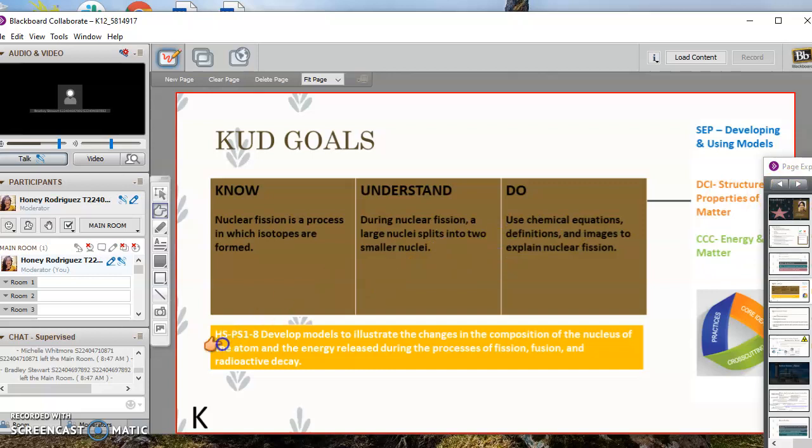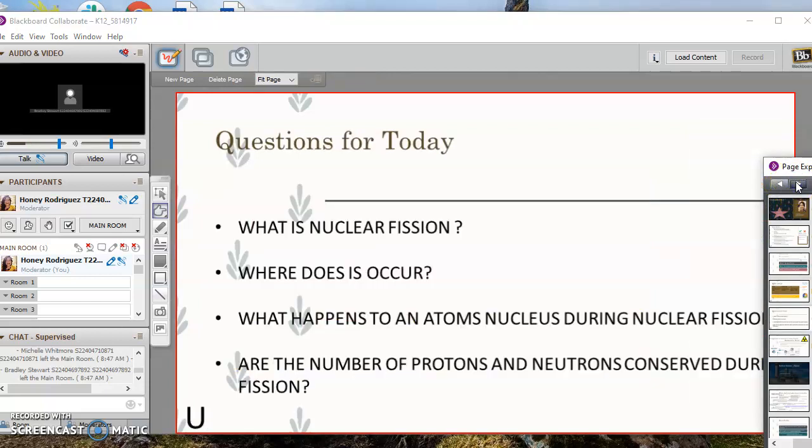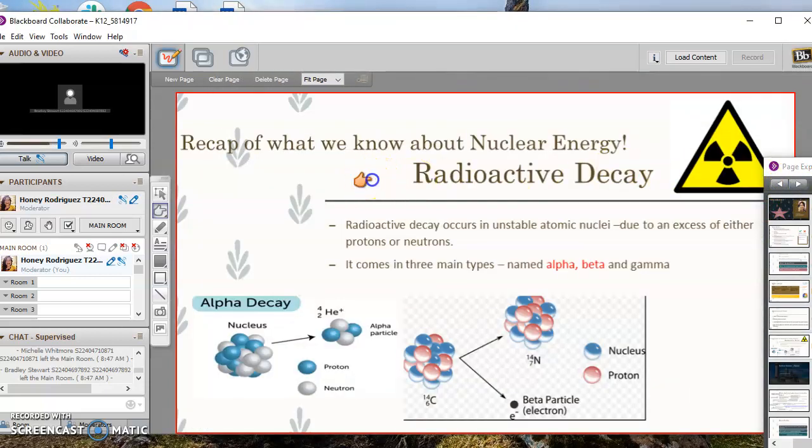We are still working on the same standard: to develop models to illustrate the change in the nucleus of atoms during fission, fusion, and radioactive decay. We have already had a lab about radioactive decay. We had a lesson on alpha and beta, and then we followed up with a Gizmos lab that specifically focused on alpha decay and beta decay. Within that nuclear energy realm, we are moving away from radioactive decay and into nuclear fission and fusion today. So I just wanted to have a little bit of a recap of what we did last week.